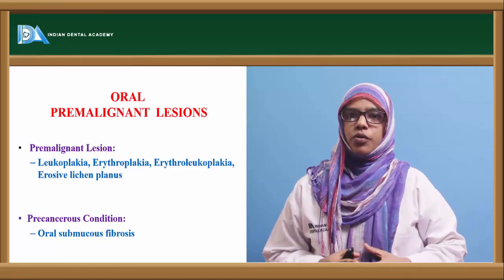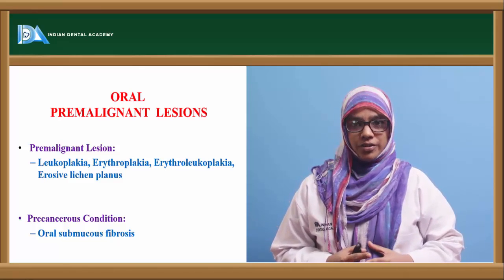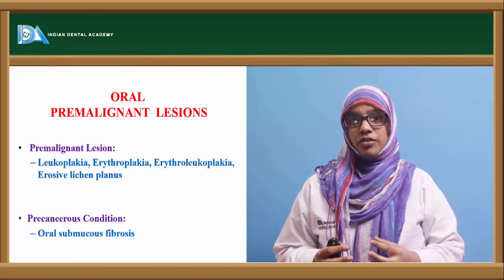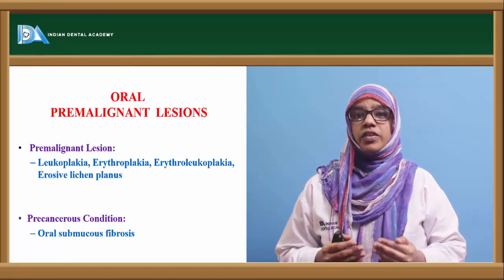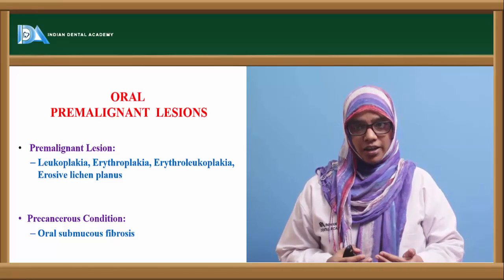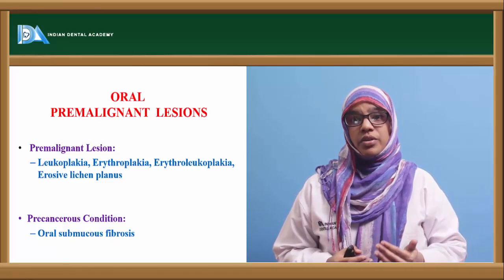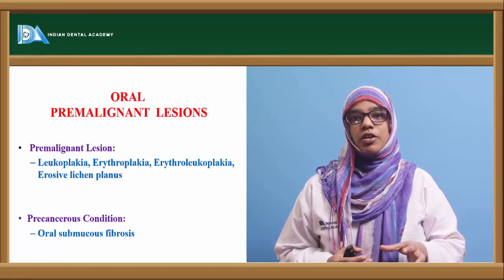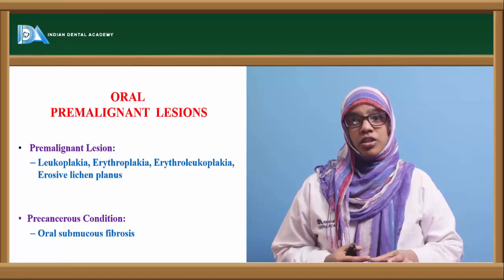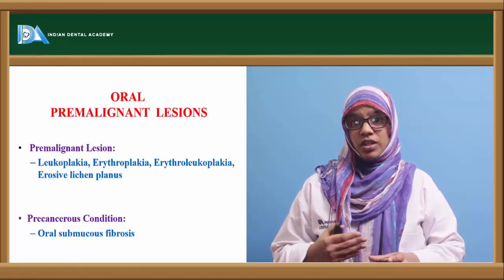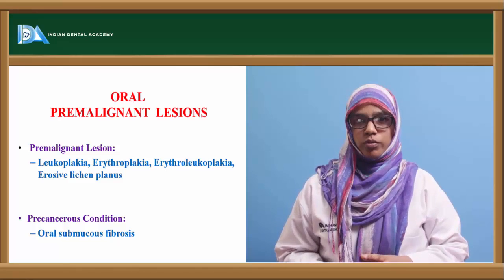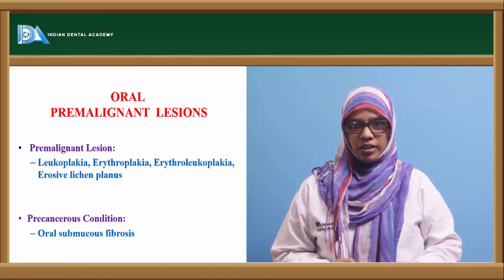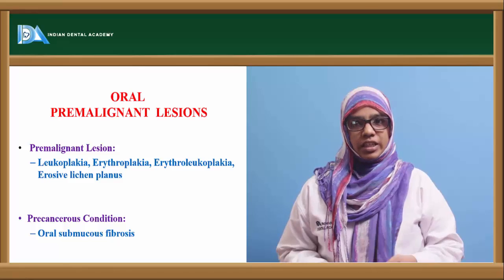Let's move on to the oral premalignant lesions and conditions. As I mentioned earlier, these are the conditions and lesions wherein the chances of cancer development are very high. So what do I mean by a premalignant lesion? It is an altered morphological state of a mucosa which has a higher chance to develop oral cancer compared to the normal mucosa. So there is a morphological alteration of the tissue that takes place. It is a premalignant lesion.